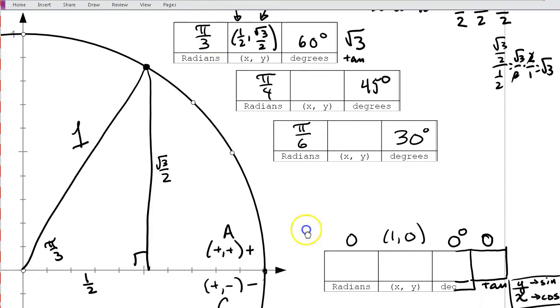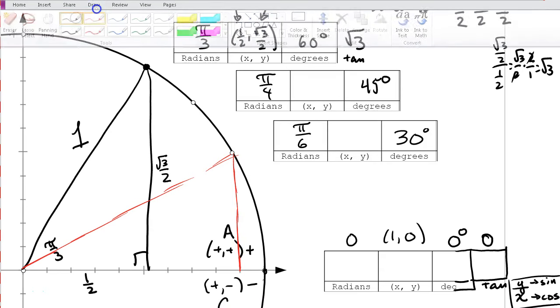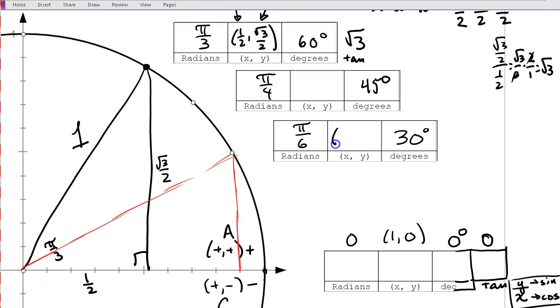All right, now my pi over 6, this is the same triangle as this one. We're just turning it a different way. So we're turning it this way, okay, which just means that our coordinates are going to flip-flop. So now I've got root 3 over 2 and 1/2. Okay, same triangle, just flipped it down.